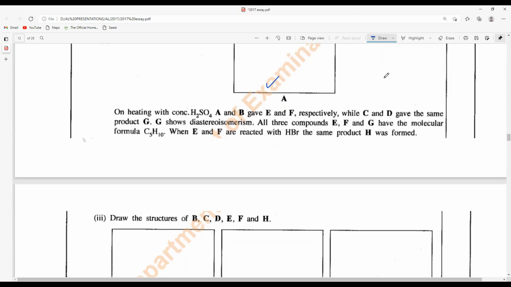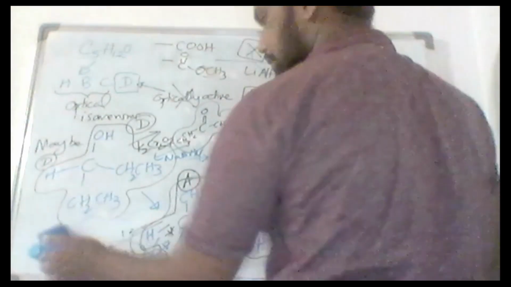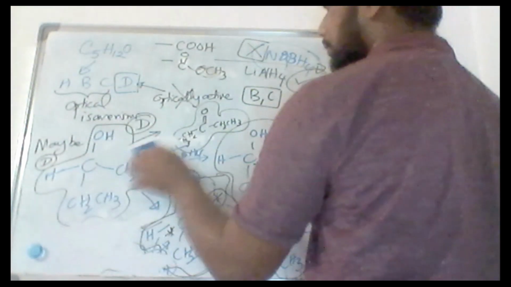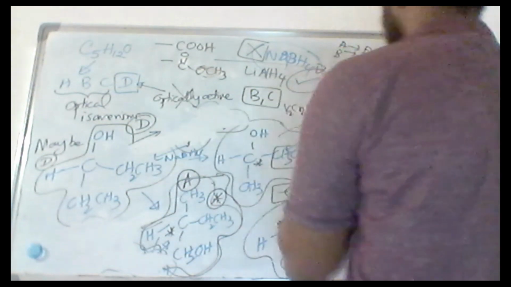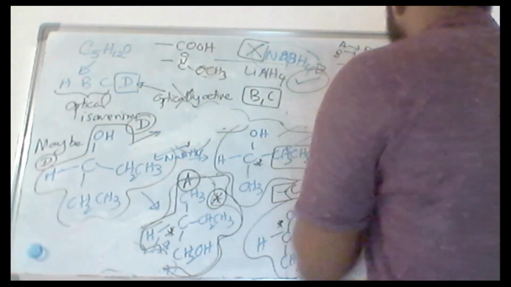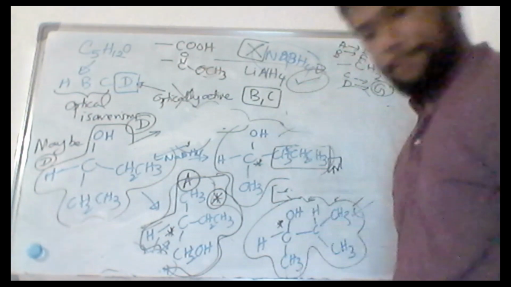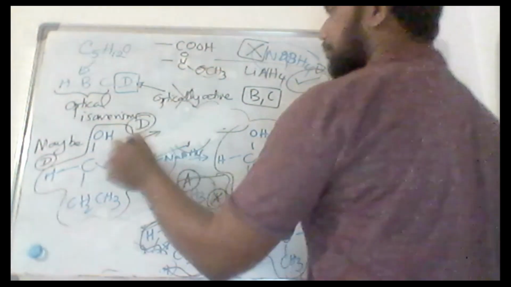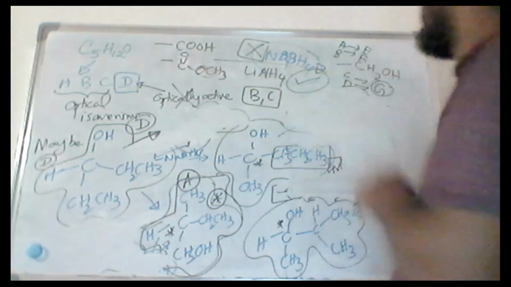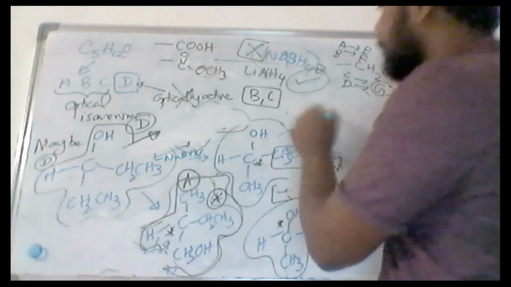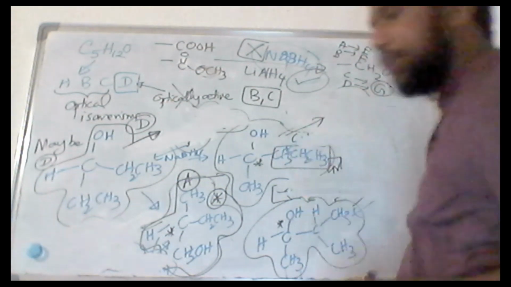So I am going to remove the reaction with K2Cr2O7 now, so these are not going to happen here. A and B are going to give E and F, and C and D are going to give G. So when you do the conc H2SO4 reaction, what is going to happen?